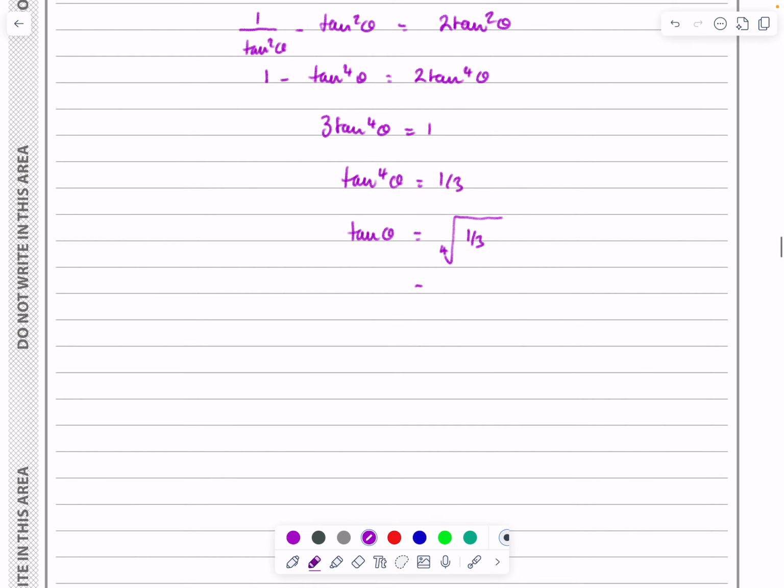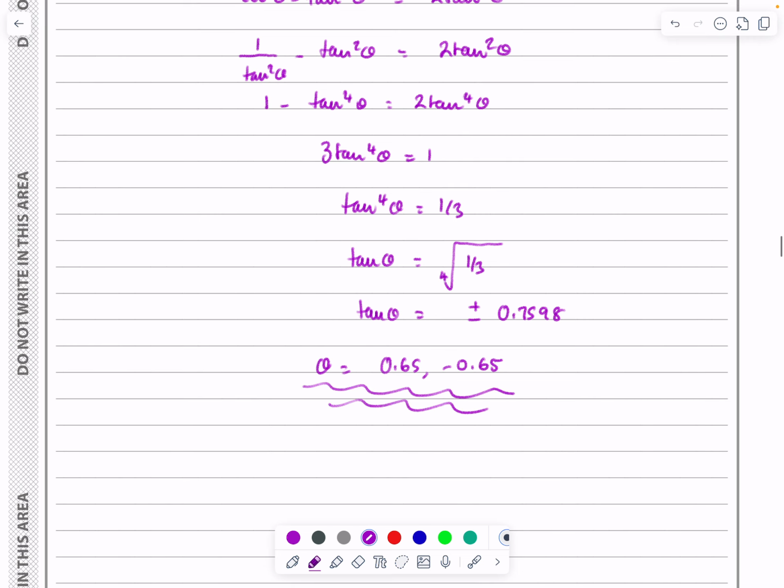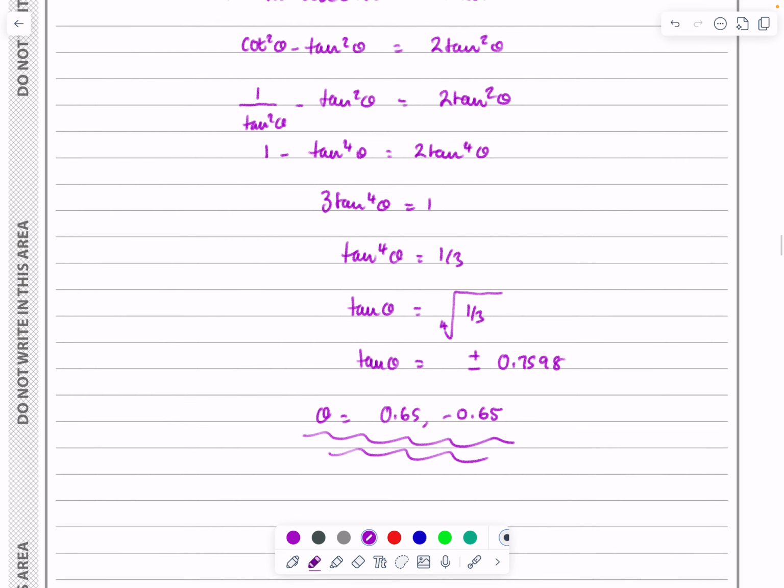I'll get a plus and minus answer for that, so I get that tan theta works out to be, I've already done this one, so it works out to be plus or minus 0.7598, which is then going to give me theta, having 2 different answers between pi over 2 and minus pi over 2, and they're 0.65 and minus 0.65. I'm not spending any time going through that last part because it's not P3 work really, and you can always look back at other questions to have a look at that. Okay, hopefully that all makes sense to you.